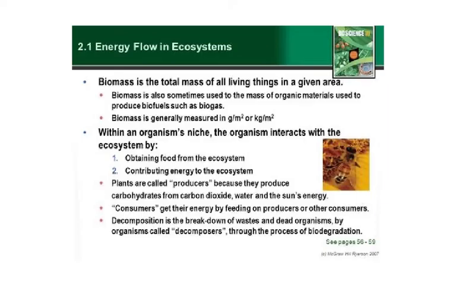Biomass is also sometimes used to mean the mass of organic material used to produce biofuels such as biogas. Biomass is generally measured in gram per meter square or kilogram per meter square. Within an organism's niche, the organism interacts with the ecosystem by obtaining food from the ecosystem and contributing energy to the ecosystem. Plants are called producers because they produce carbohydrates from carbon dioxide, water, and the sun's energy. Consumers get their energy by feeding on producers or other consumers. And decomposition is the breakdown of waste and dead organisms by organisms called decomposers through the process of biodegradation.